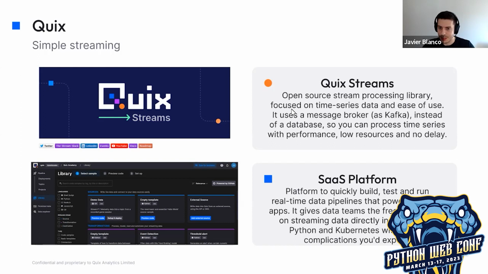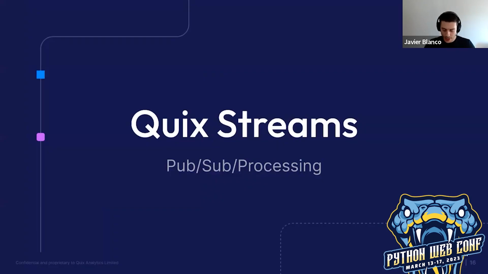So Quix Streams focuses on time series data, and we try to make it as simple to use as possible. You can use a broker such as Kafka or another one, and use that instead of a database, so that you process time series data with performance, with low resources, and without delay.